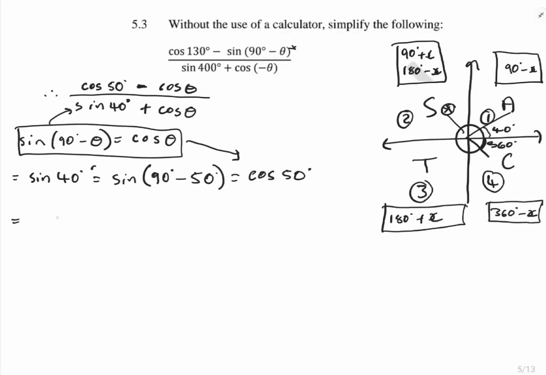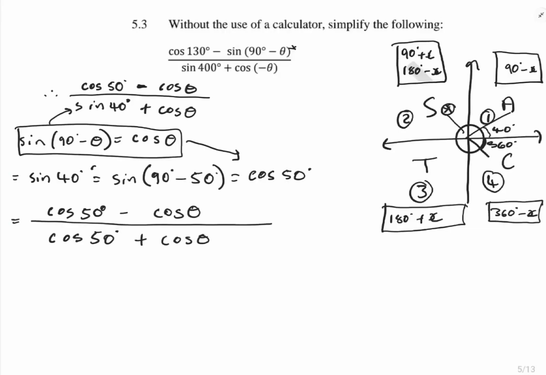Now we can go back to our expression at the top and say cos 50 degrees minus cos theta, over cos 50 degrees plus cos theta. So guys, this is our answer.